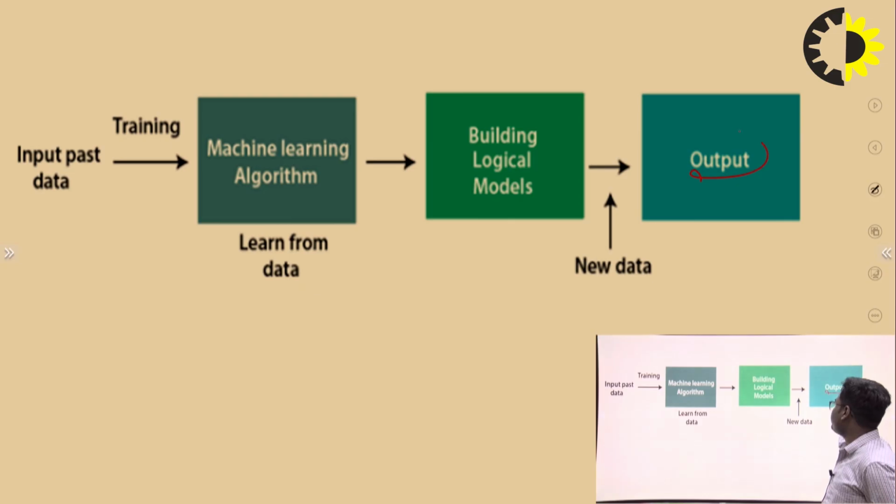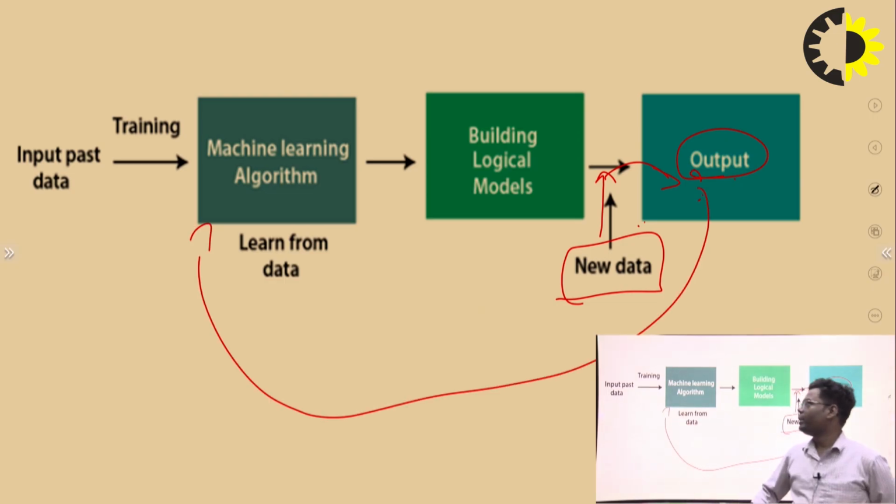But if new data is coming, then the model is built from this, and after that it will go to the output part. And if more data is going to be used, then again it will go through the machine learning algorithm and again build the logical model. So there are two words, propagation and back propagation. We will see them in the further slides or further lectures.